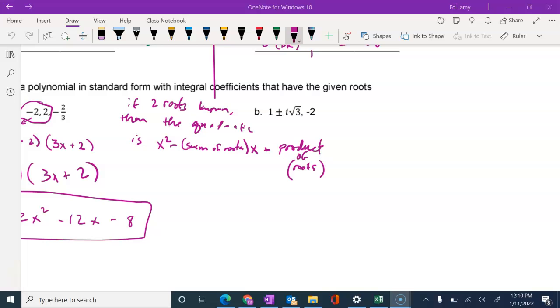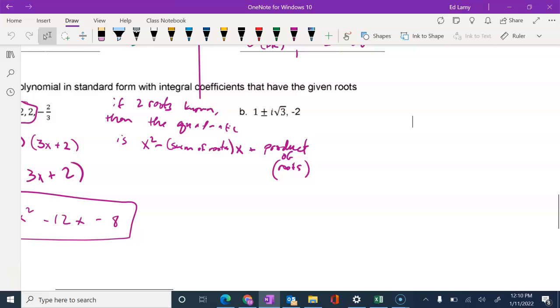I want to finish this practice quiz that you took yesterday, get the solutions for that. There's one or two we missed yesterday. So this is where sixth period class left off. So we're going to write the polynomial that has these roots.